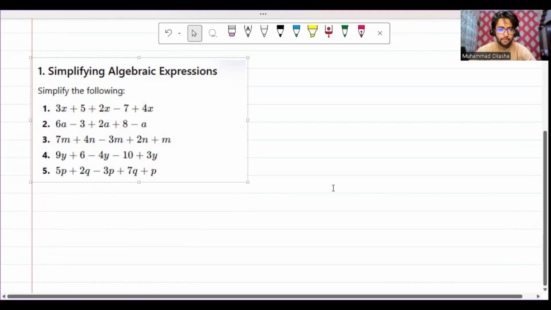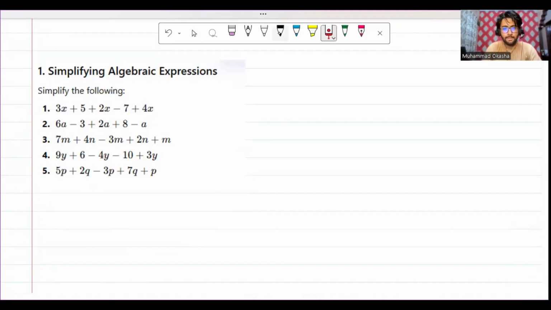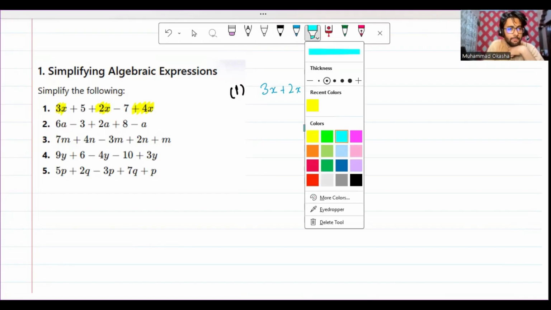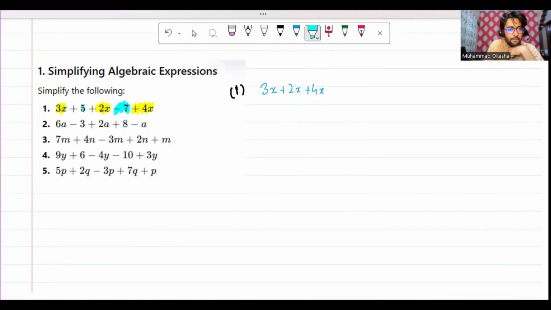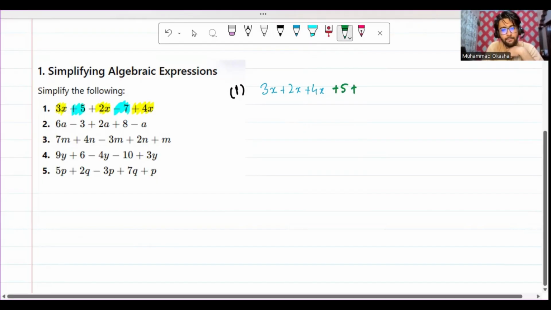Let's delve into questions. So question number 1 says 3x plus 5 plus 2x minus 7 plus 4x. First things first, I'll write all the terms that have an x. I'll rearrange the whole thing so that I can write everything that has an x together. That's going to be 3x plus 2x plus 4x. And the rest of the terms, the 5 and the 7, I'll write separately. So plus 5 minus 7.